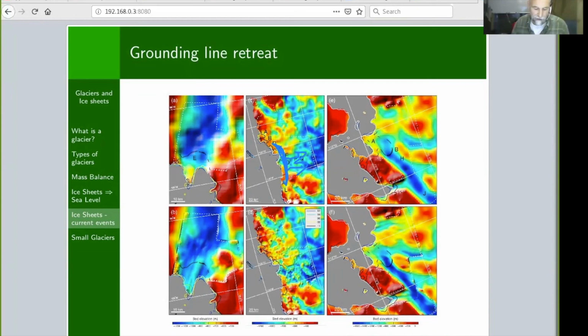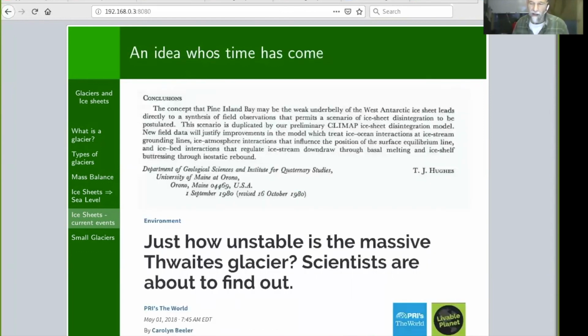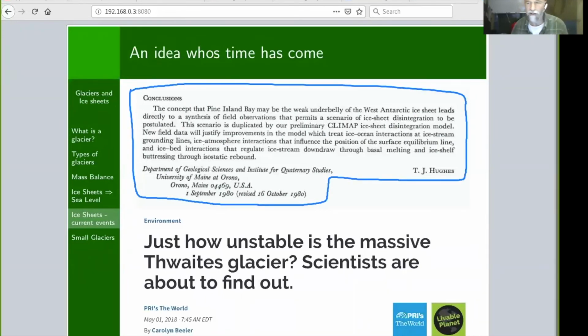But what I wanted to say about it was that this is definitely an idea which really has come of age. The first in the literature that I can find, people talking about how the Pine Island Glacier, Thwaites Glacier region are an important component, came from 1980. This guy, Terry Hughes, who was at the University of Maine, pointed this out a long, long time ago. And so it's actually taken us until the last 5 years to really start digging into it.